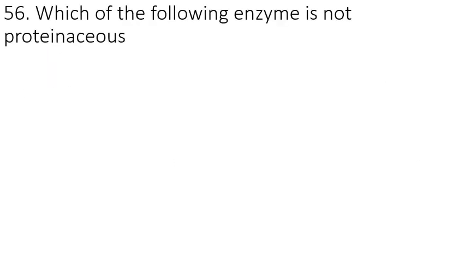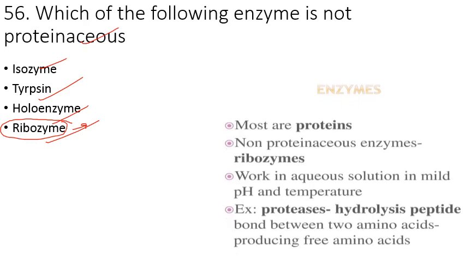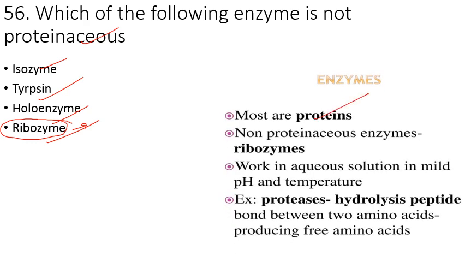Next question is, which of the following enzymes is not proteinaceous? Our options are isozyme, trypsin, holoenzyme, or ribozyme. So its right answer is ribozyme. This enzyme is made up of RNA. Most of the enzymes are proteins. Non-proteinaceous enzymes include ribozymes, and enzymes work in aqueous solution, mild pH and temperature, because they are very specific.